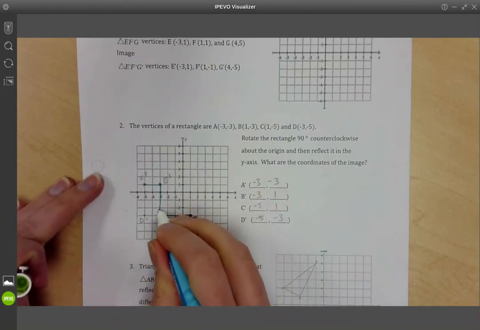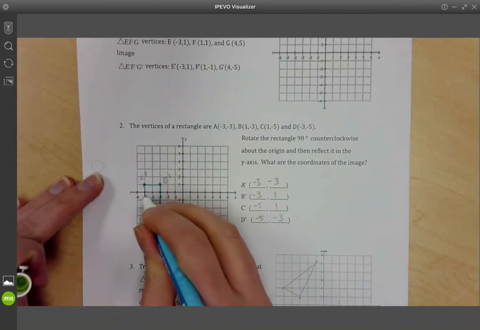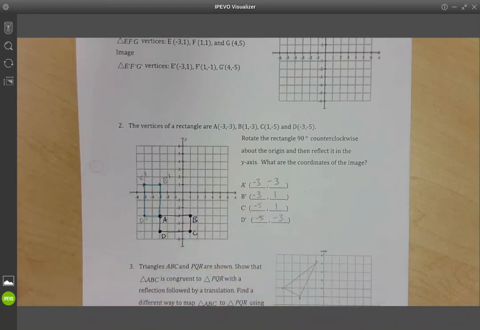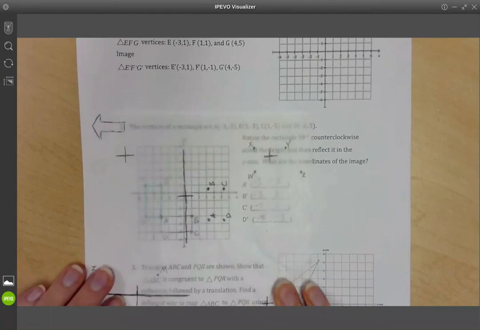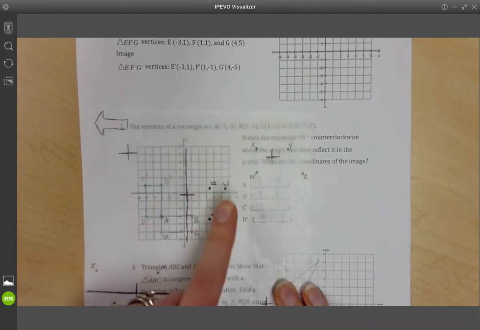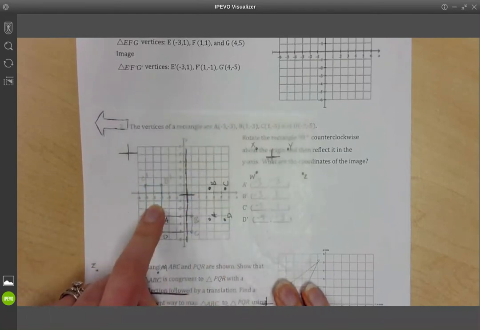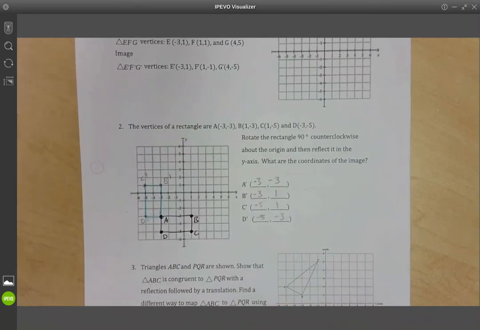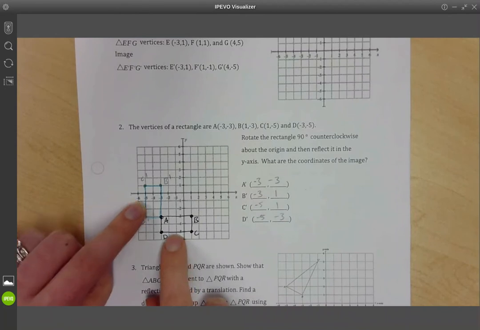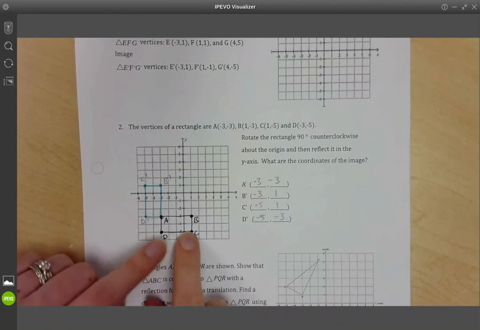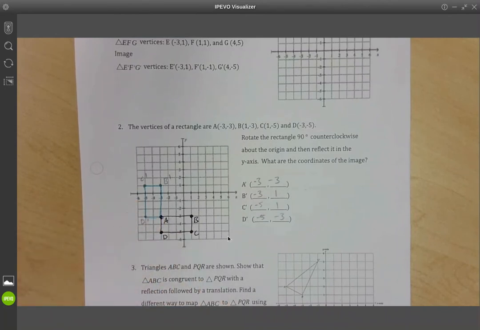So after a rotation, got it from here to here. Then we flipped it over and it got in its new location. These two figures are congruent because they are the same size and the same shape. Their side lengths didn't change size after all these movements. Rotations.